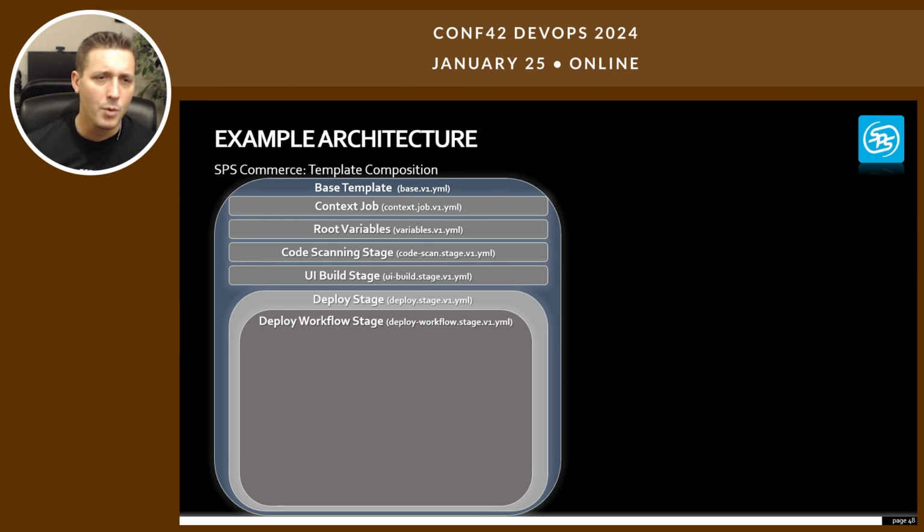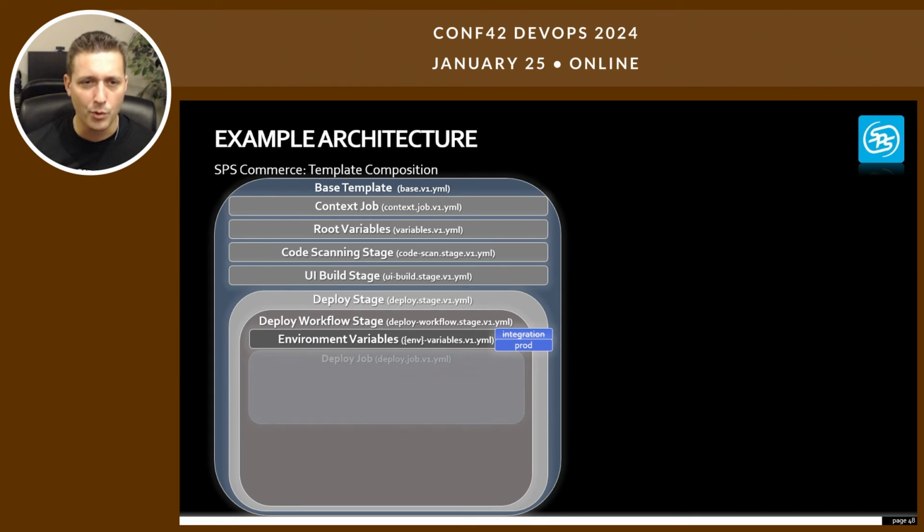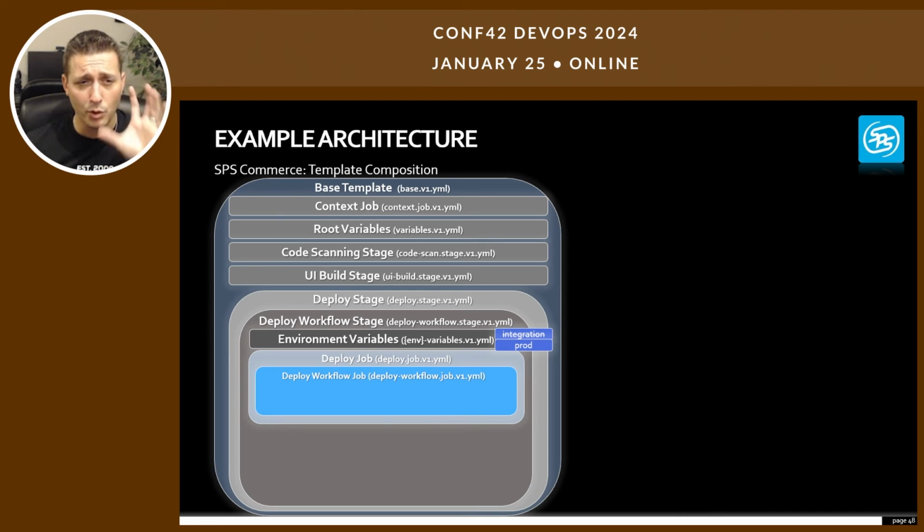And similarly, we have a deploy workflow stage, which is a general deployment workflow, and it has specific environment variables for the environment you're deploying to. And then we have a specific deploy job, and it has a deploy workflow job. And as you can see, there's a fairly complex tree structure that you can walk through in order to develop the reusability of your pipelines.